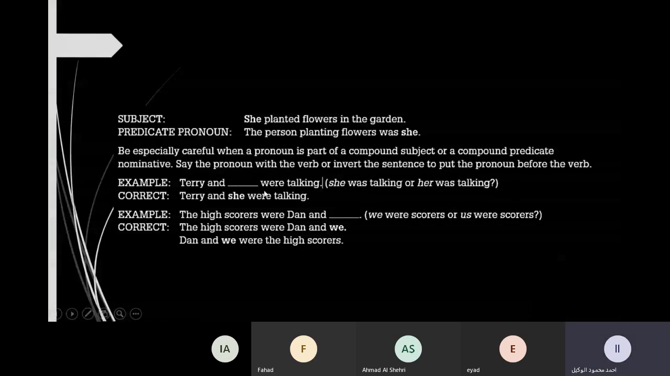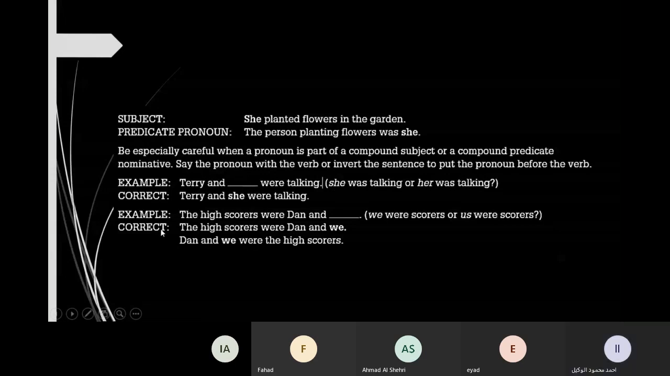Compound subject. Remember when we studied this in class, right? I believe I brought notes and I said we, and then I said I and he. So I and he are the total subject there. So here we have the compound subject, Terry and she. I can't say Terry and her.